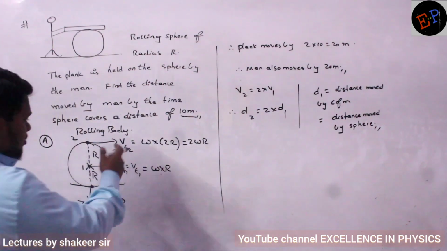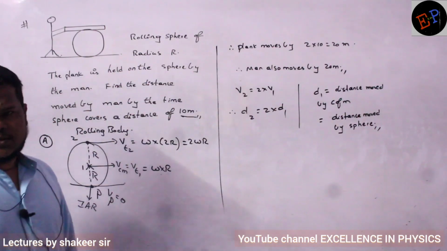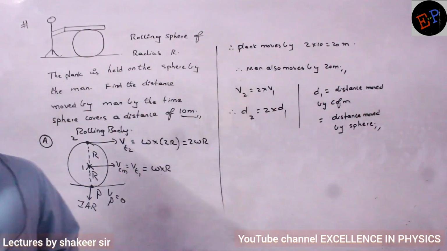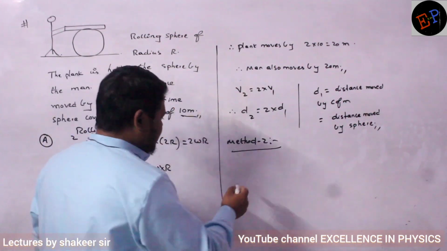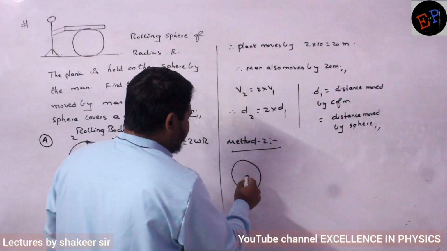So if I don't want to do it by this method, can you suggest any other method? First of all, make a note of this one, then we will study the second. I will do it by using this point as my axis of rotation.